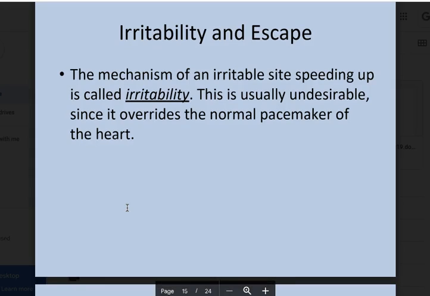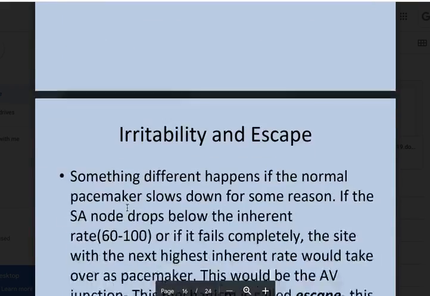All right, the mechanism of an irritable site speeding up is called irritability. That's what we were just talking about. This is usually undesirable, which means this is usually not what you want to happen, because for whatever reason that site has overridden the normal pacemaker of the heart, the SA node.